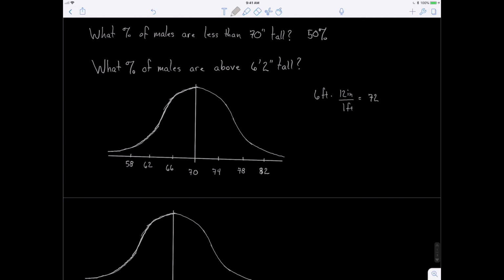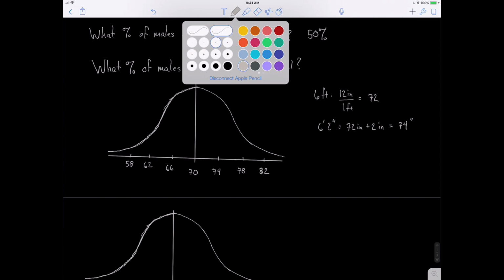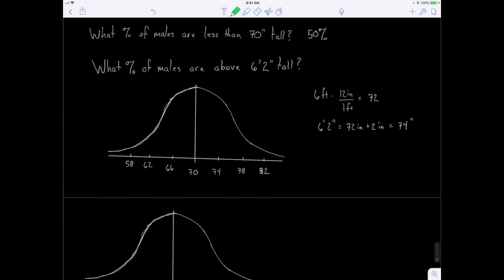So a person that's 6 feet 2 inches. Well, 6 feet is 72 inches, plus the other 2 inches. That's 74. That is 74 inches tall. So that's a fairly tall person. Okay, now let's see. Do we have a, look at that. There happens to be a 74 in our picture. So let's take a look at 74.